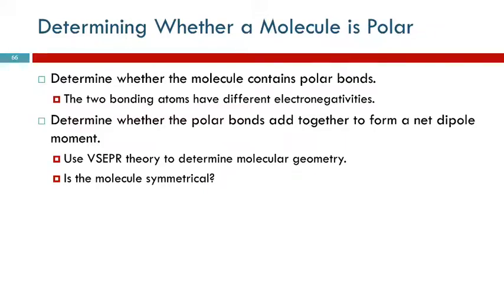So to figure out whether a molecule is polar, first of all, you have to identify, does it have polar bonds? If all the bonds are nonpolar, it can't possibly be polar. If you have two bonding atoms that have different electronegativities, you've got polar bonds. Then you have to figure out if those polar bonds add together. You need to look at the VSEPR theory shape and then ask yourself, is the molecule symmetrical? Most students don't enjoy doing all of that.